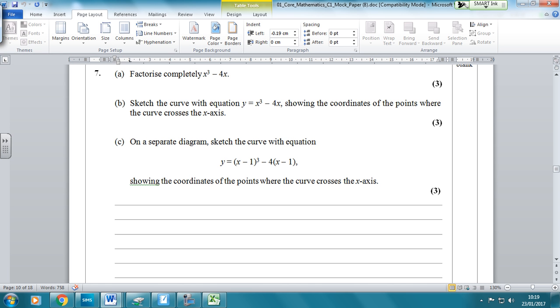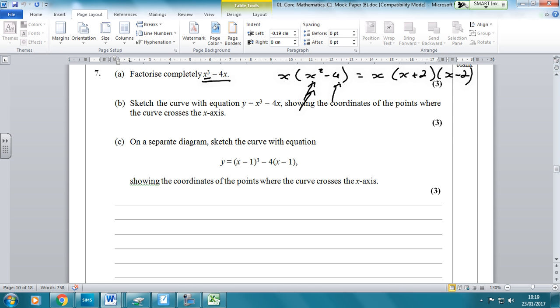Now, factorise completely. I've said this loads and loads of times, so you should be quite comfortable with this question because it comes up a lot. So if you've got to factorise something with an x cubed in Core 1, then all you've got to do first of all is take out the x. That's going to be x squared minus 4. And then you've got to be able to spot this as a difference of two squares. There's nothing that goes into x and there's nothing that goes into 4, so you've got to notice that this is x times x, this is 2 times 2. So when we factorise that, it's going to be x plus 2 and x minus 2.